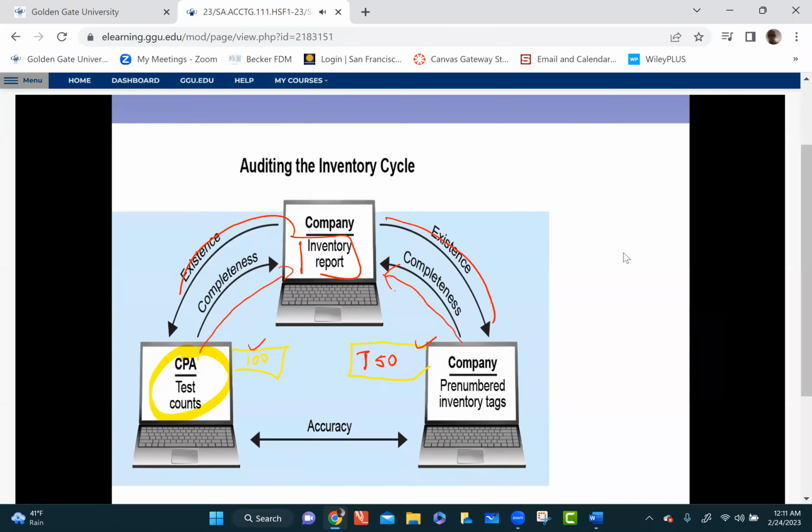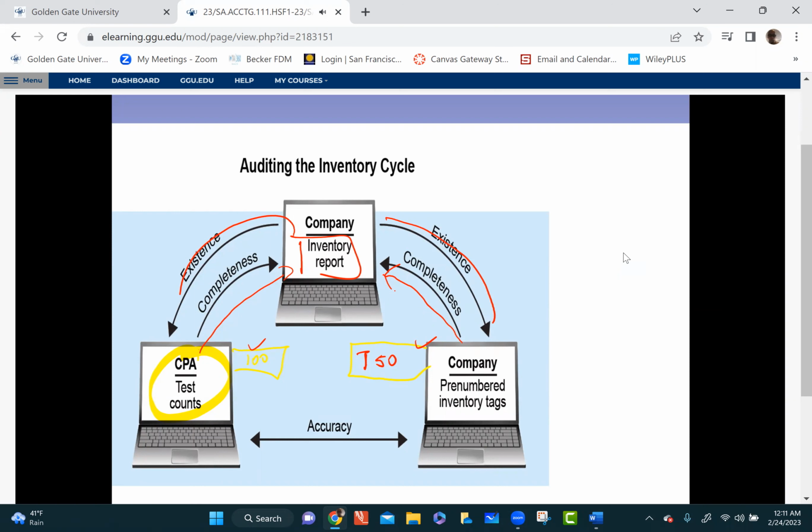So what do we have? The company counts everything. The CPA does a few test counts of some of the things, and then you do what? For existence, you start with the inventory listing, go back to the test counts, go back to the client counts. That's for the existence assertion. For completeness, you do what?